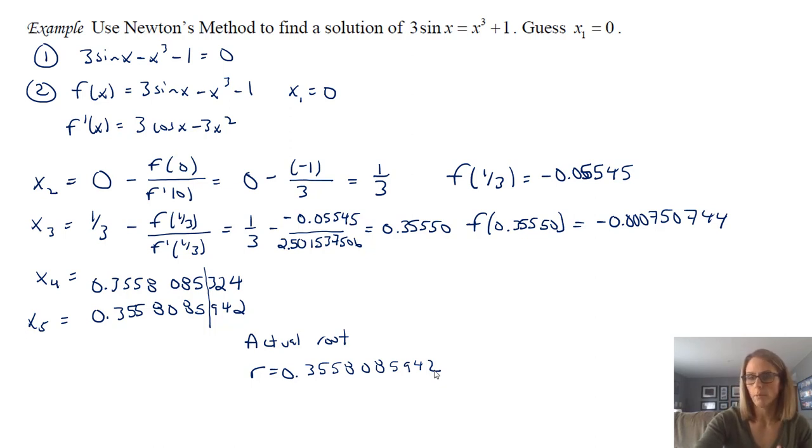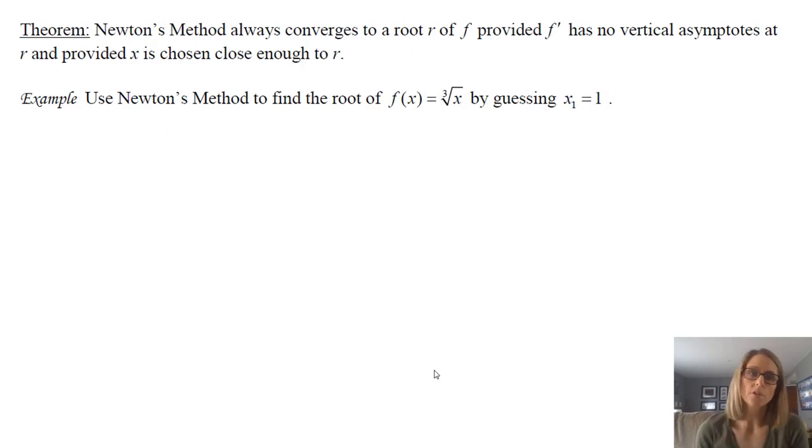And there's only one more thing we want to talk about with this, and then we're done. So there's a theorem. Newton's method always converges to a root r of f, provided that f prime has no vertical asymptotes at r, and provided x is chosen close enough to r. So those are the two things that you'd want to happen.